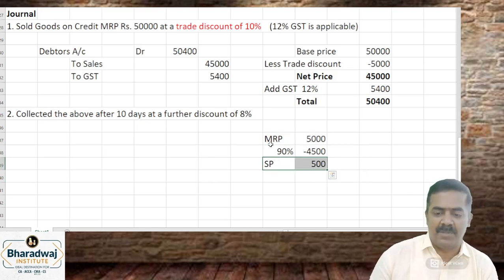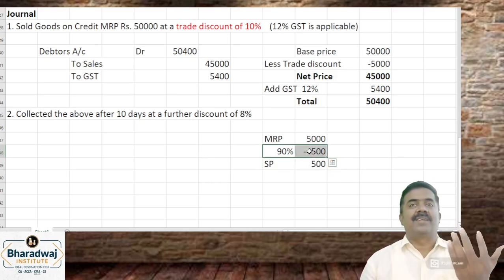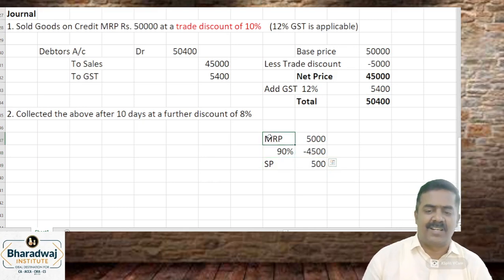500 only they will pass. Because this discount is given to attract customers for buying. Okay, that is not actually a real discount.